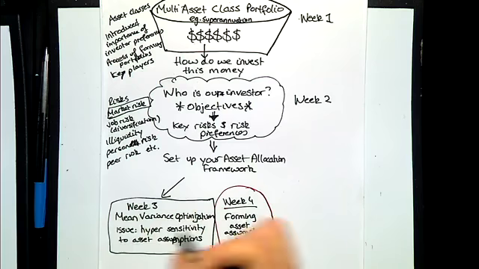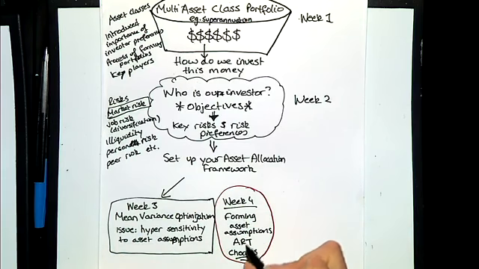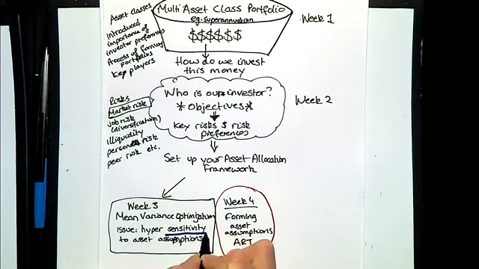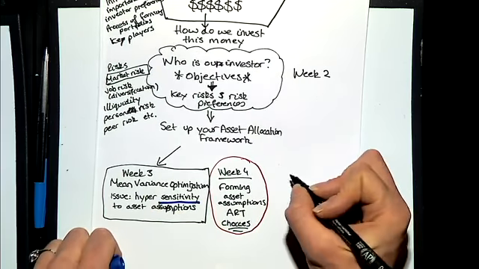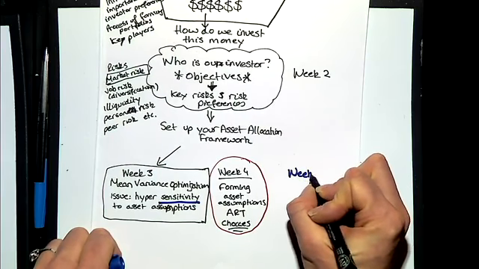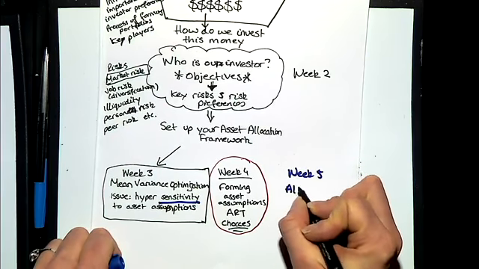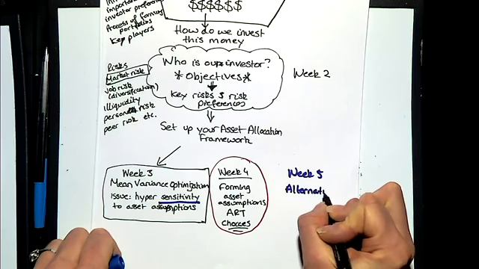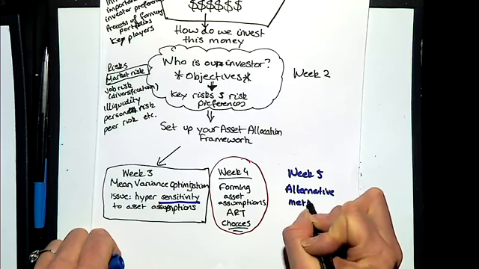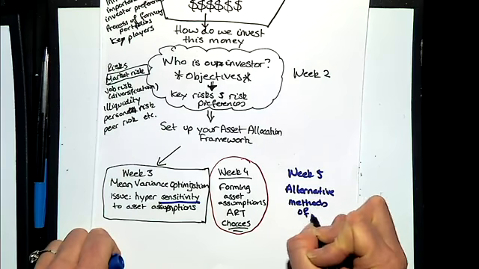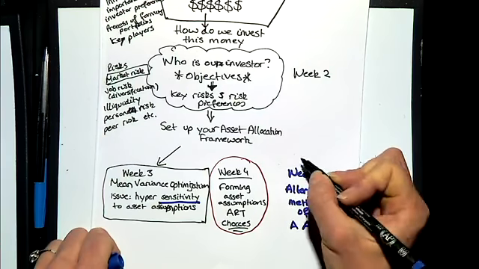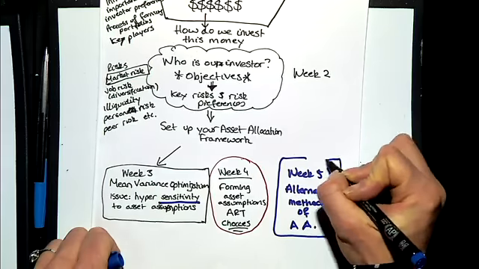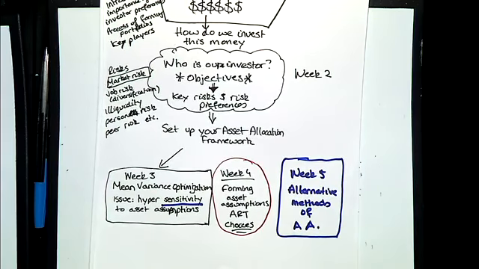But let me just fill out the rest of it and then we'll come back to week 4, and I'll switch to another colour for what we have ahead. We're going to see that the issue is that the variance optimization is very sensitive to the choices that we make. So what we're going to do in week 5 is look at alternative methods of asset allocation. Some of these methods will be less sensitive to our asset assumptions.